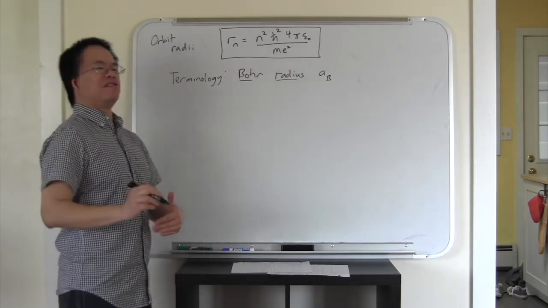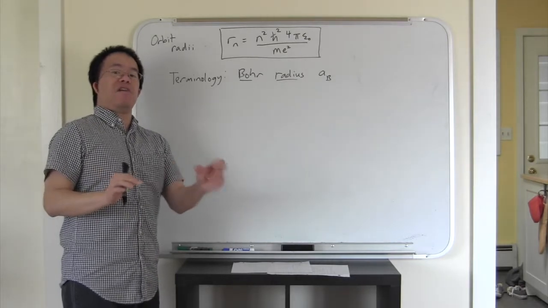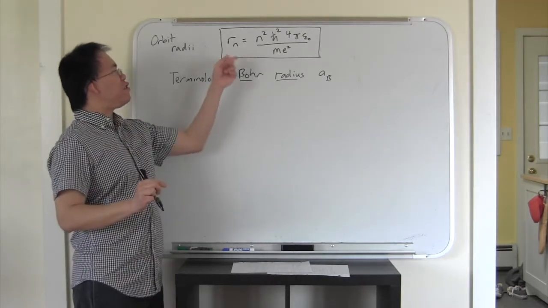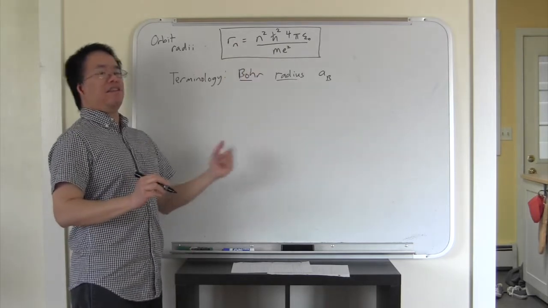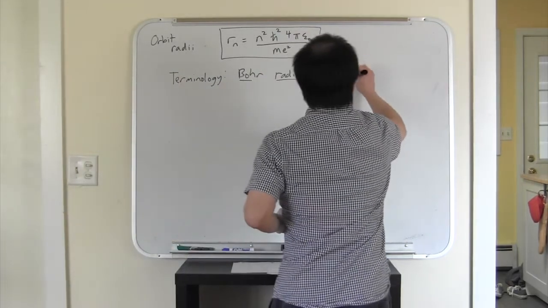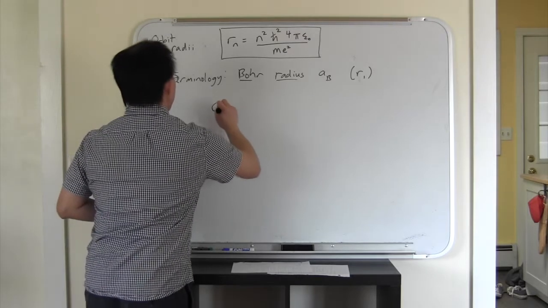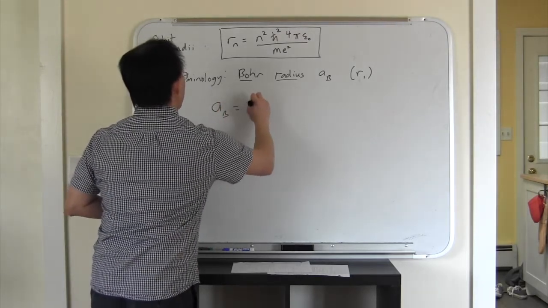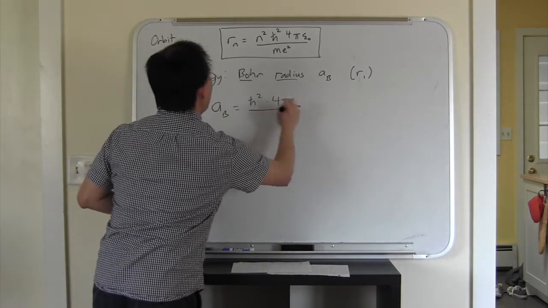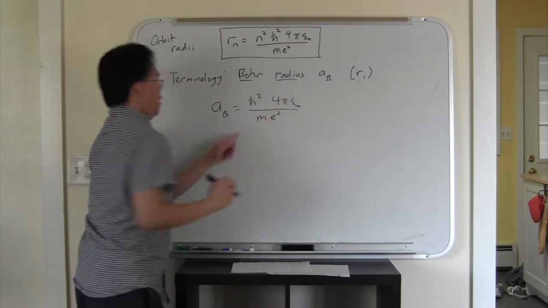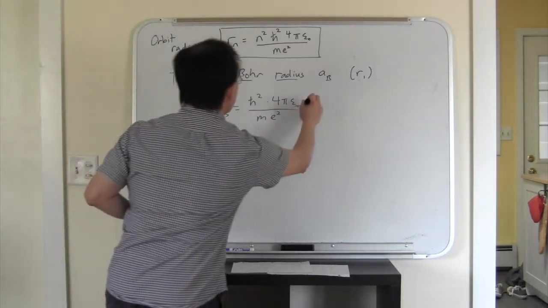And why the Bohr radius is relevant is that it roughly sets the length scale for the size of an atom. And the Bohr radius is just this group of fundamental constants when n equals 1. So this is r sub 1. So the Bohr radius ends up being h bar squared times 4 pi epsilon naught, divided by the electron mass and the fundamental charge squared in the denominator.